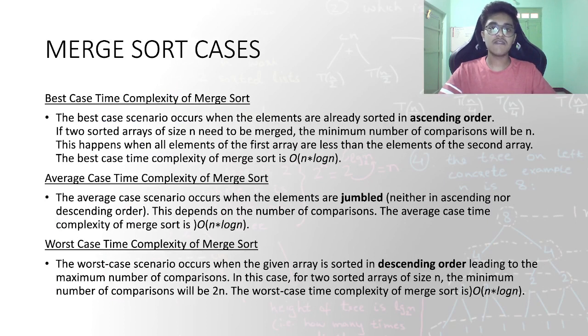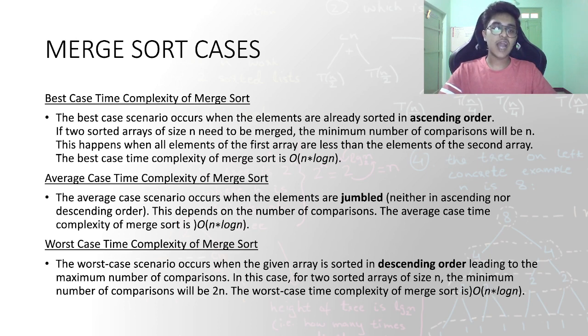The merge sort cases are divided into three: the best case, the average case, and the worst case. The best case time complexity of merge sort is as follows. The best case scenario occurs when the elements are sorted in ascending order. If two sorted arrays of size n need to be merged, then the minimum number of comparisons will always be n. This happens when all the elements of the first array are lesser than the elements of the second array. So the best case time complexity of merge sort is O of n log n.